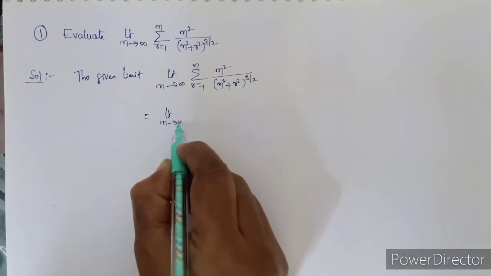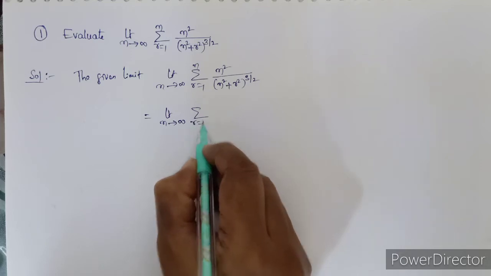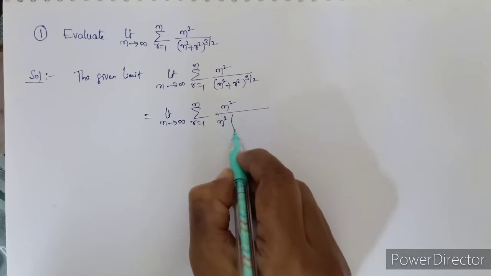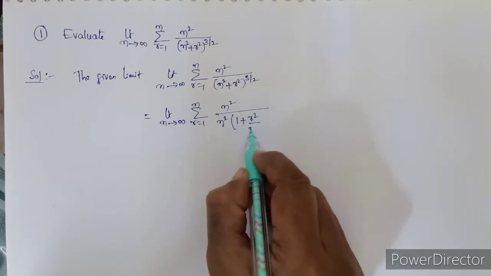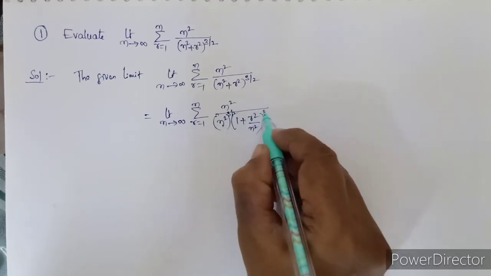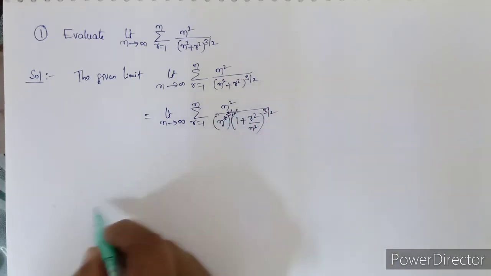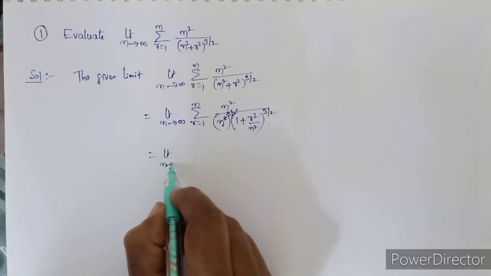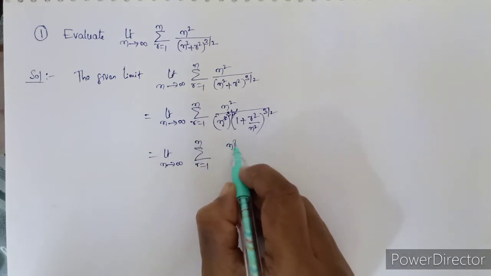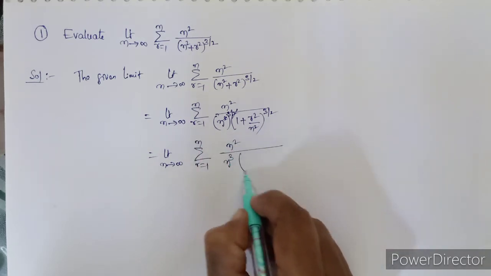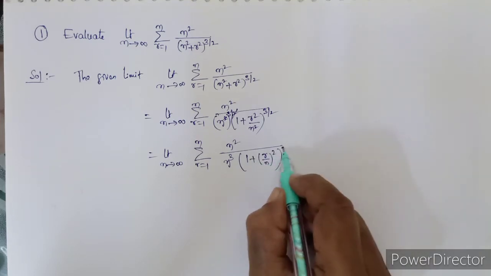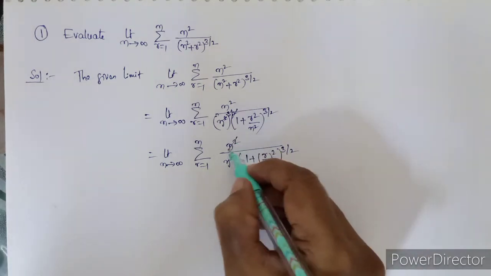Limit n tends to infinity sigma r equals 1 to n of n square by, we take n square as common, (1 plus r square by n square), power 3 by 2. We put the power on both the terms. Cancel square and square root. Limit n tends to infinity sigma r equals 1 to n of n square by n cube into (1 plus (r by n) whole square) whole power 3 by 2. Cancel n square.